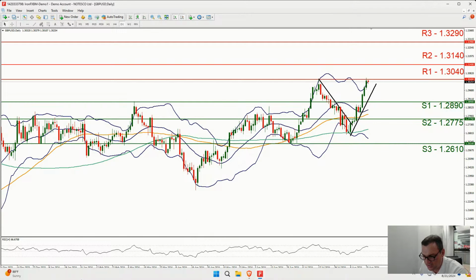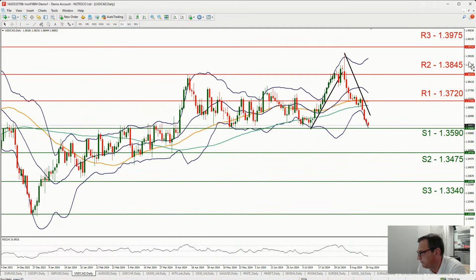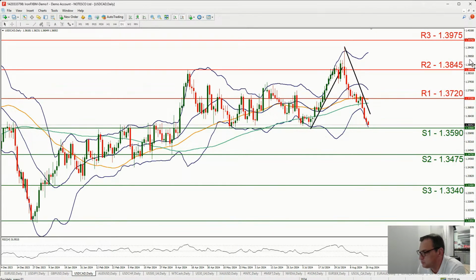Let's have a look at USD CAD. Now, USD CAD has an interesting movement, and I'm highlighting this because we had yesterday the release of Canada's CPI rates for July. Now, the release showed that inflationary pressures in the Canadian economy eased further over the past month. And that was quite interesting.